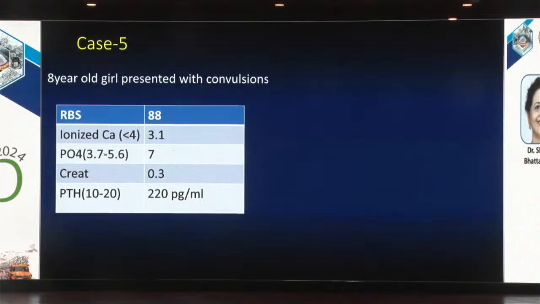This child was seeing me during 1 year of age, and then after COVID, she was lost to follow-up. She was seen for hypothyroidism, treated for hypothyroidism, and then around 8 years, she came back with these reports where the calcium was low, phosphorus was high, and PTH was high. What do you want to do?